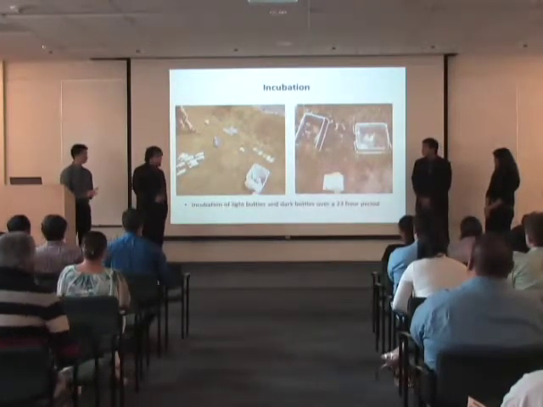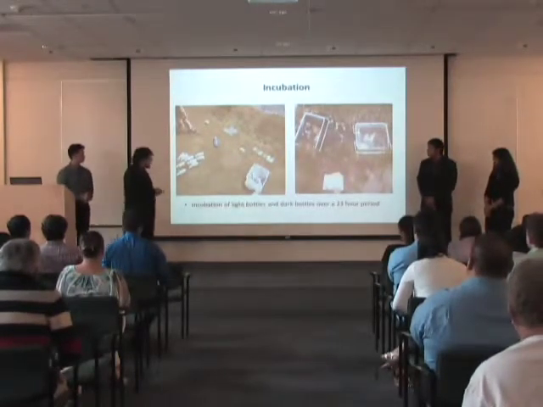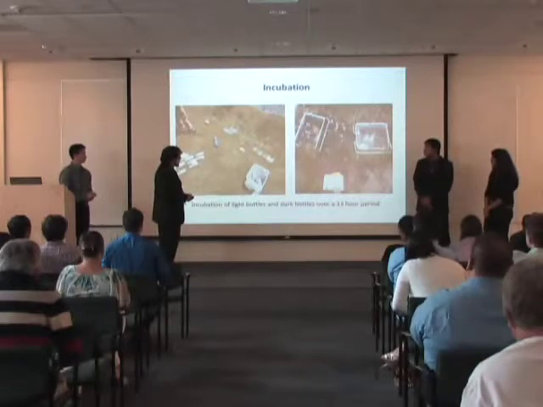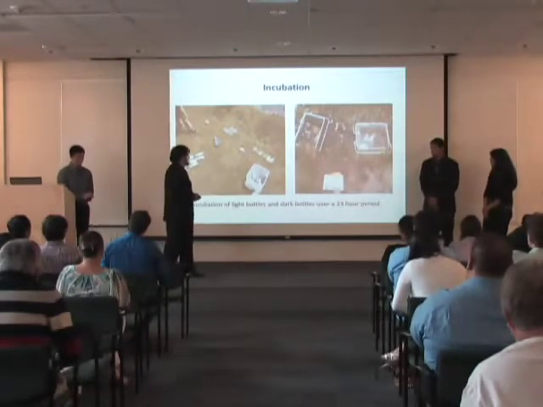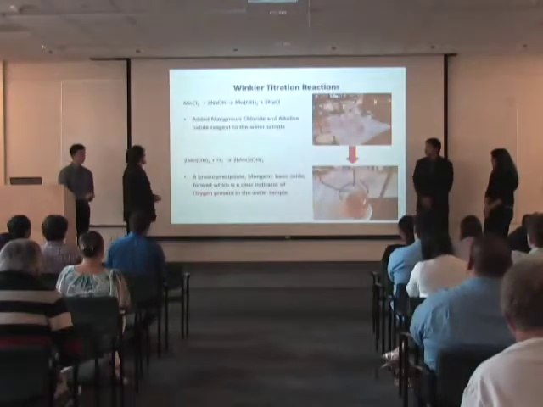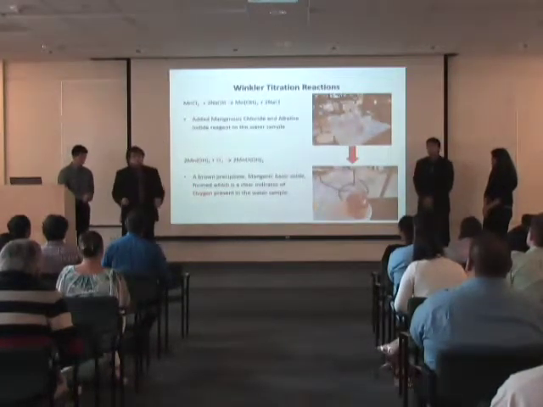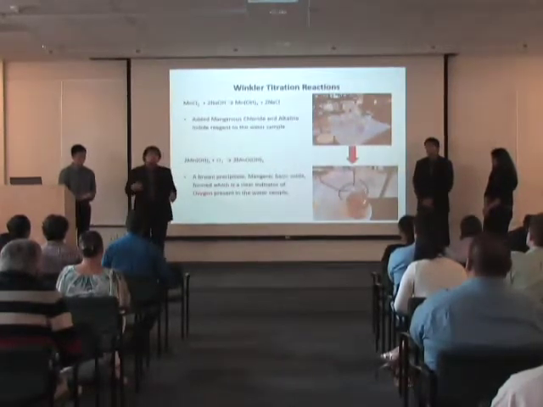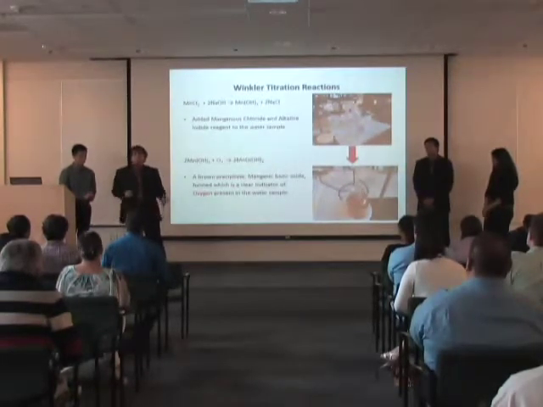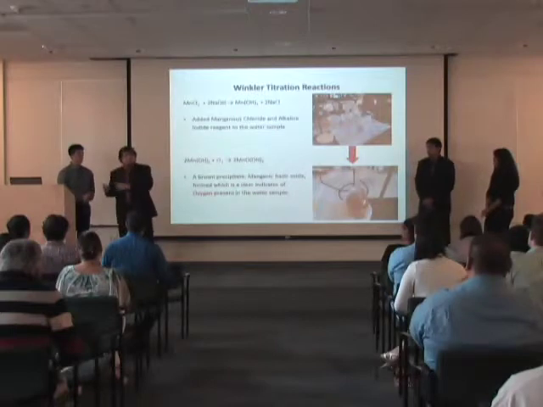So the only samples that we took back to our lab were the time 0s, and we began titration. As you can see right here, our light bottles and our dark bottles were incubated for a period of 23 hours. Once we came back the next day, we picked up all of our samples and began titration. So you might ask yourself, what is titration? Well, titration is a common method used in chemistry to determine the concentration of a base or an acid. So if you know the concentration of one thing, you can determine the concentration of another.